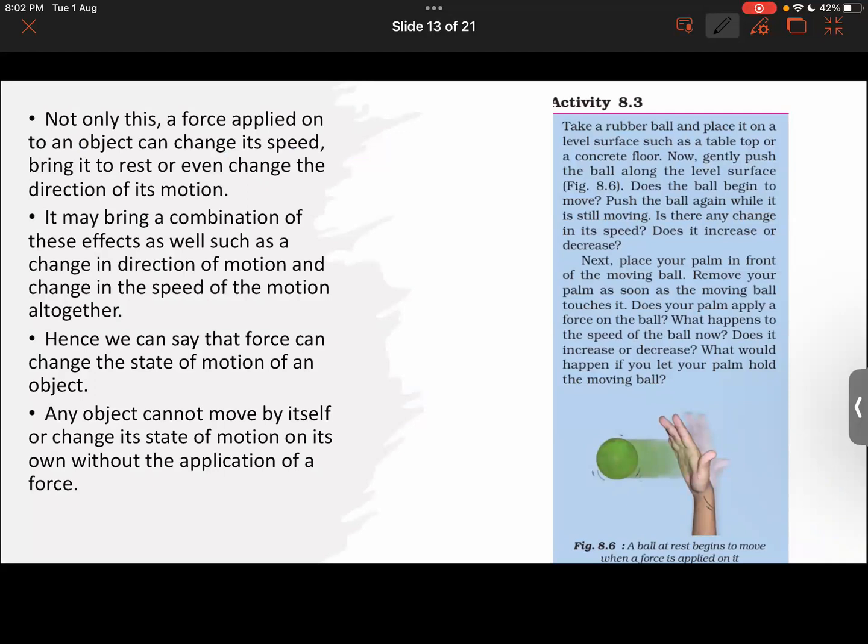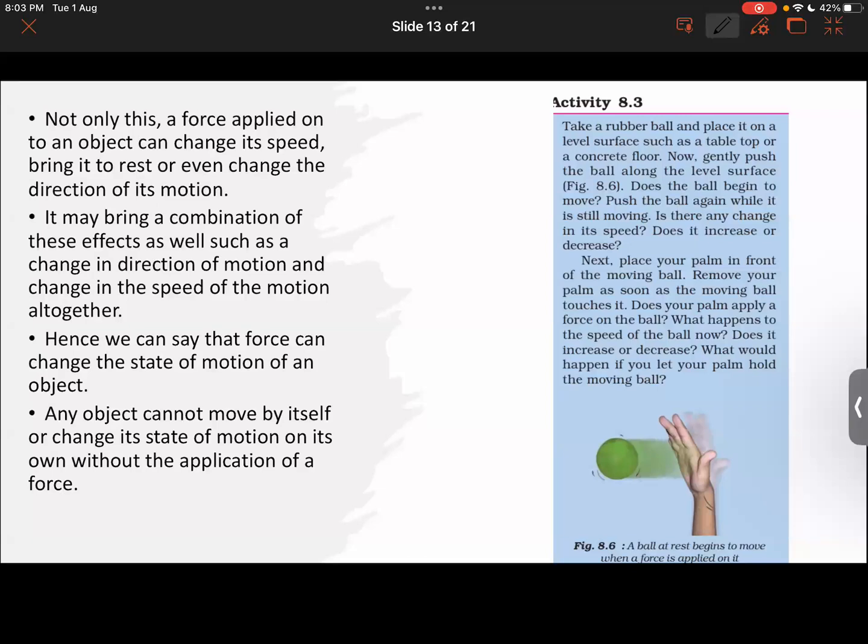Take a rubber ball and place it on a level surface such as a tabletop or concrete floor. Now gently push the ball along the level surface. Does the ball begin to move? Push the ball again while it is moving. Is there any change in speed? Does it increase or decrease? Next, place your palm in front of the moving ball. When the moving ball touches it, does your palm apply a force on the ball? What happens to the speed of the ball now? Does it increase or decrease? What would happen if you let your palm hold the moving ball?